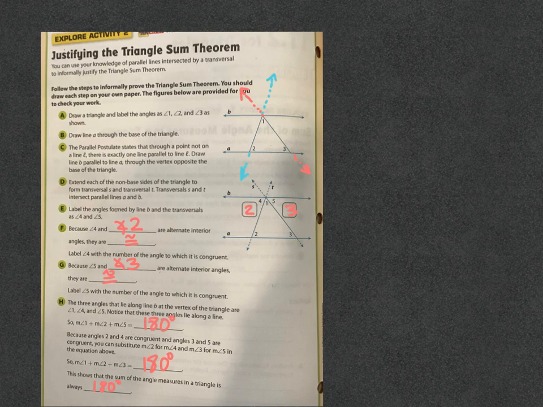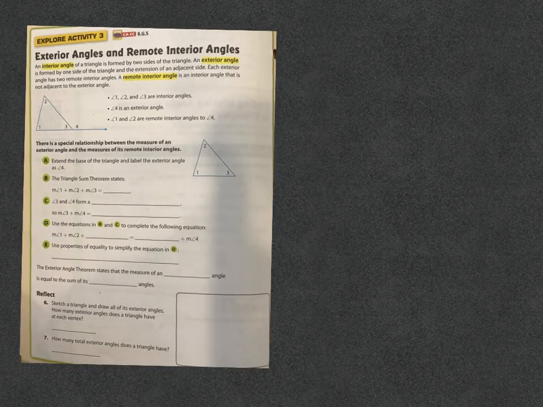That's your justification. This next explore activity helps us make sense of the exterior angle theorem that you're going to learn about. And first we need to talk about some vocabulary that goes along with that. On a triangle, the interior angles are the angles that are inside. 1, 2, 3 are interior angles. That makes sense, right? An exterior angle is an angle that is outside of the triangle, like angle 4. It is not inside the triangle, it's outside. Exterior, outside. So angle 4 is an exterior angle.